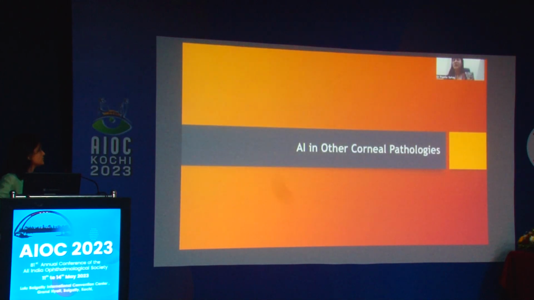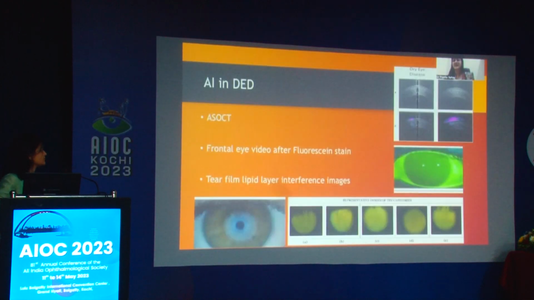Now, various other corneal pathologies where AI is being explored are dry eye disease, wherein ASOCT images have been used to assess the thickness of the tear film. Frontal eye videos have been used to assess the tear breakup time. Tear film lipid layer interference images have been used to assess the lipid layer breakup patterns to diagnose evaporative dry eye when compared to aqueous deficient dry eye.